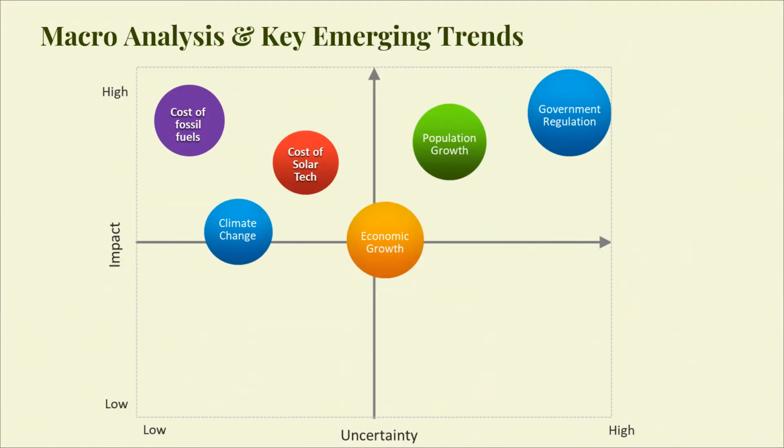Looking at the macro analysis and key emerging trends, we see that growth of economies has a moderate uncertainty level as well as impact level. We also see that the cost of fossil fuels has a high impact but low uncertainty. This is because the cost of fuel is increasing due to the limitations in the availability of non-renewable resources.